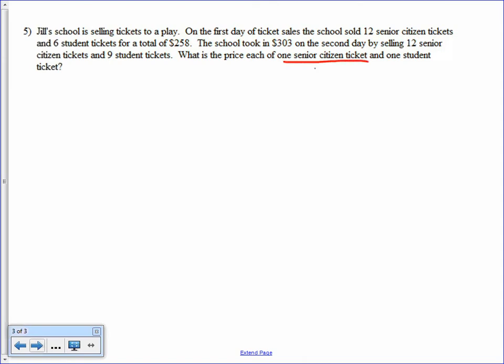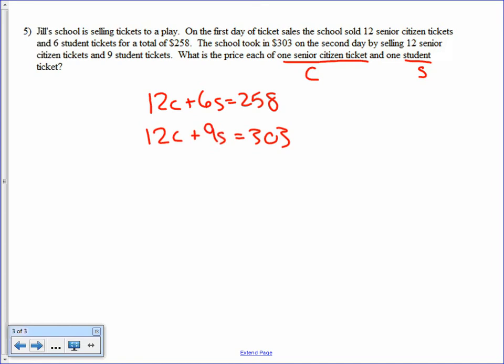It's kind of weird because they both begin with S, senior citizen and student. So maybe I'll just designate senior citizen as C and the student as S. The first day, they sold 12 senior citizens and 6 students. So 12C plus 6S equals 258. And the second day, they took in $303 by selling 12 senior citizen tickets and 9 student tickets. So we can use elimination again.